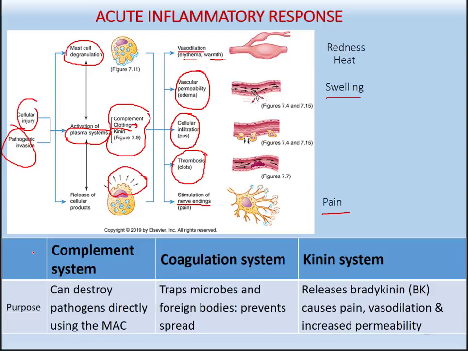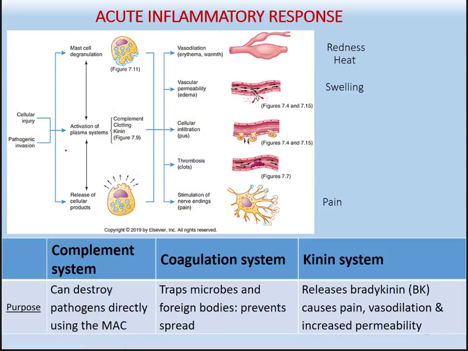This bottom slide here shows you the 3 different systems that I just spoke about that are involved in inflammation. So these 3 here are summarized in this slide here just in terms of their purpose. So the complement system, when activated, this can destroy pathogens directly using what's called a membrane attack complex that we'll talk about a little bit later. The coagulation system is that clotting system, which has the ability when you form a clot to trap microbes and foreign bodies and also prevent spread, right? Keeping everything confined so that healthy tissue isn't affected.